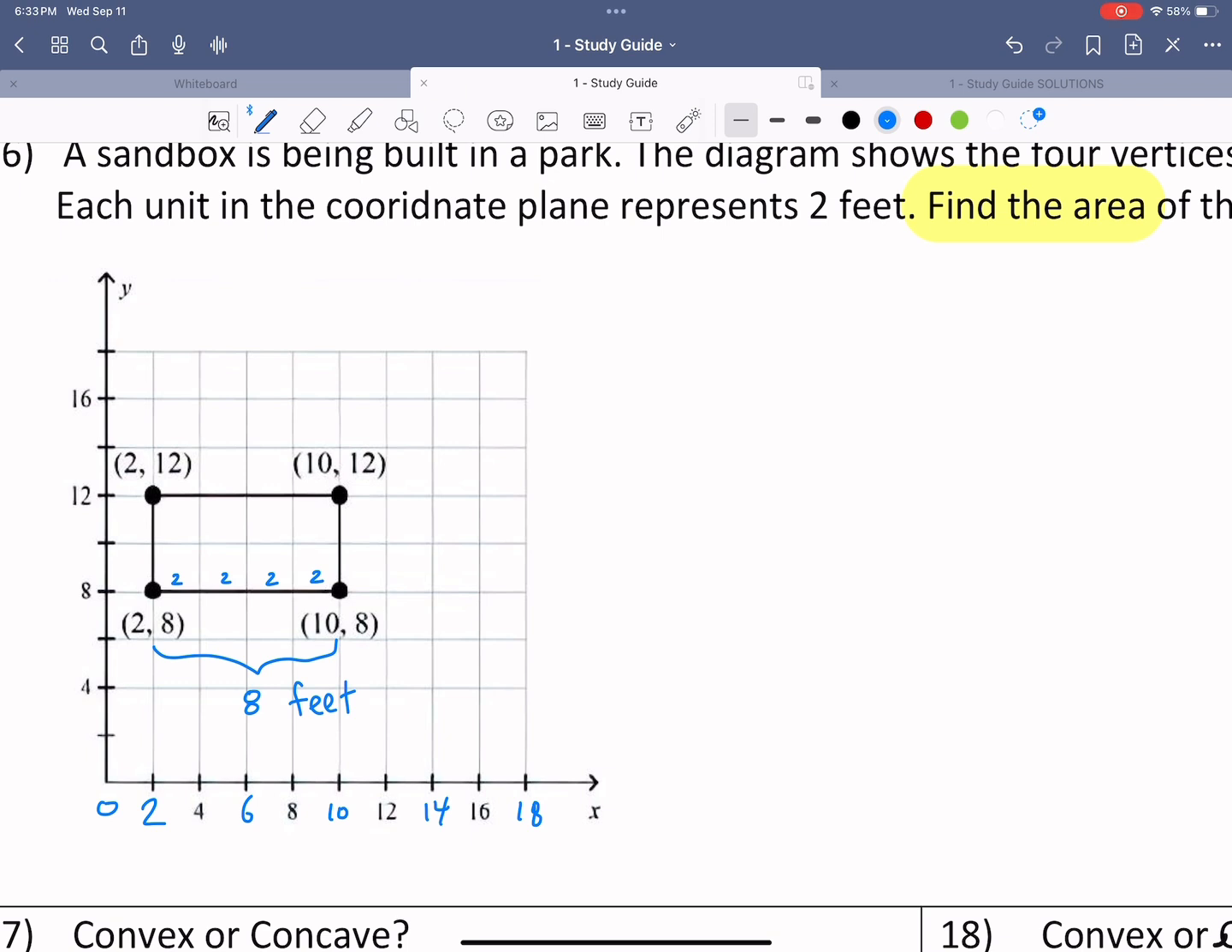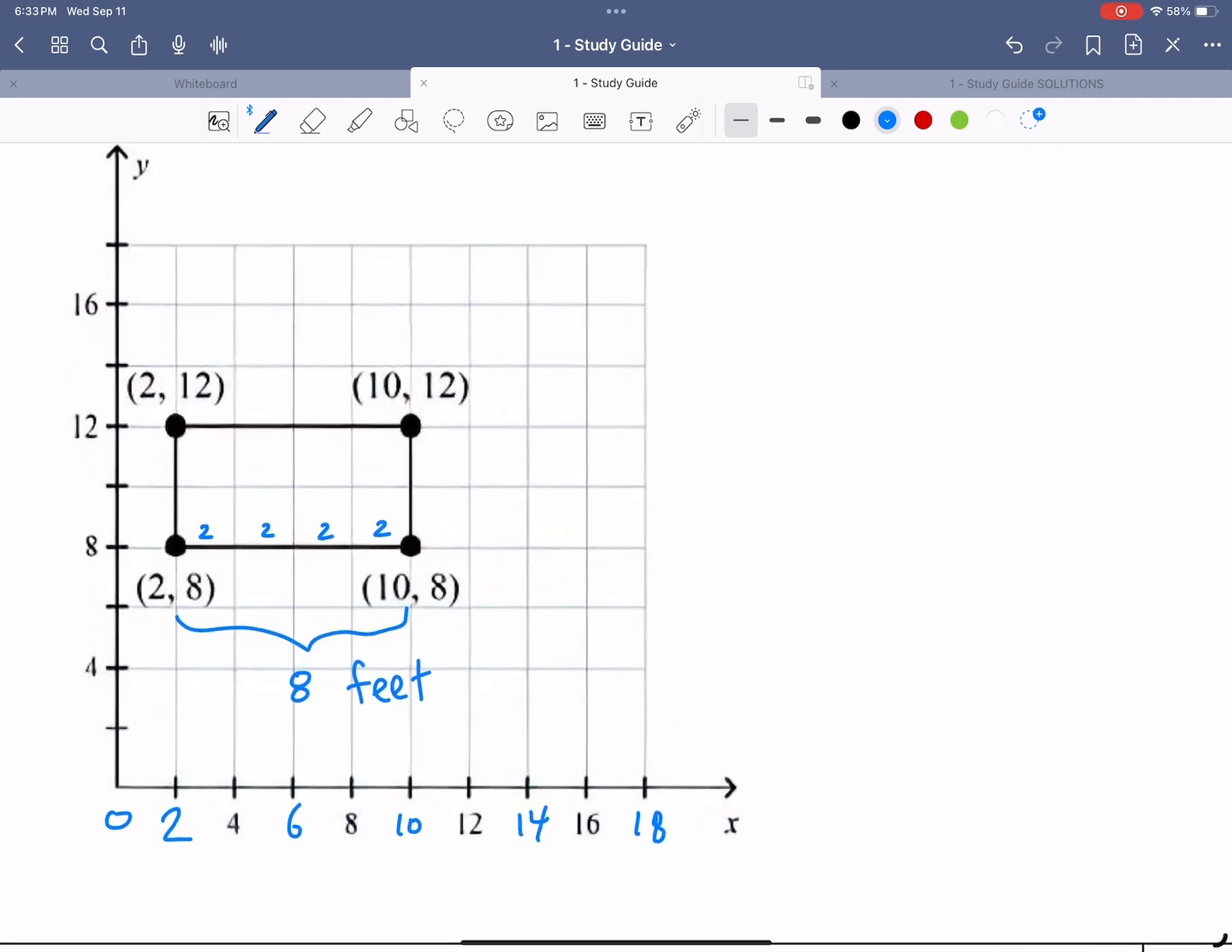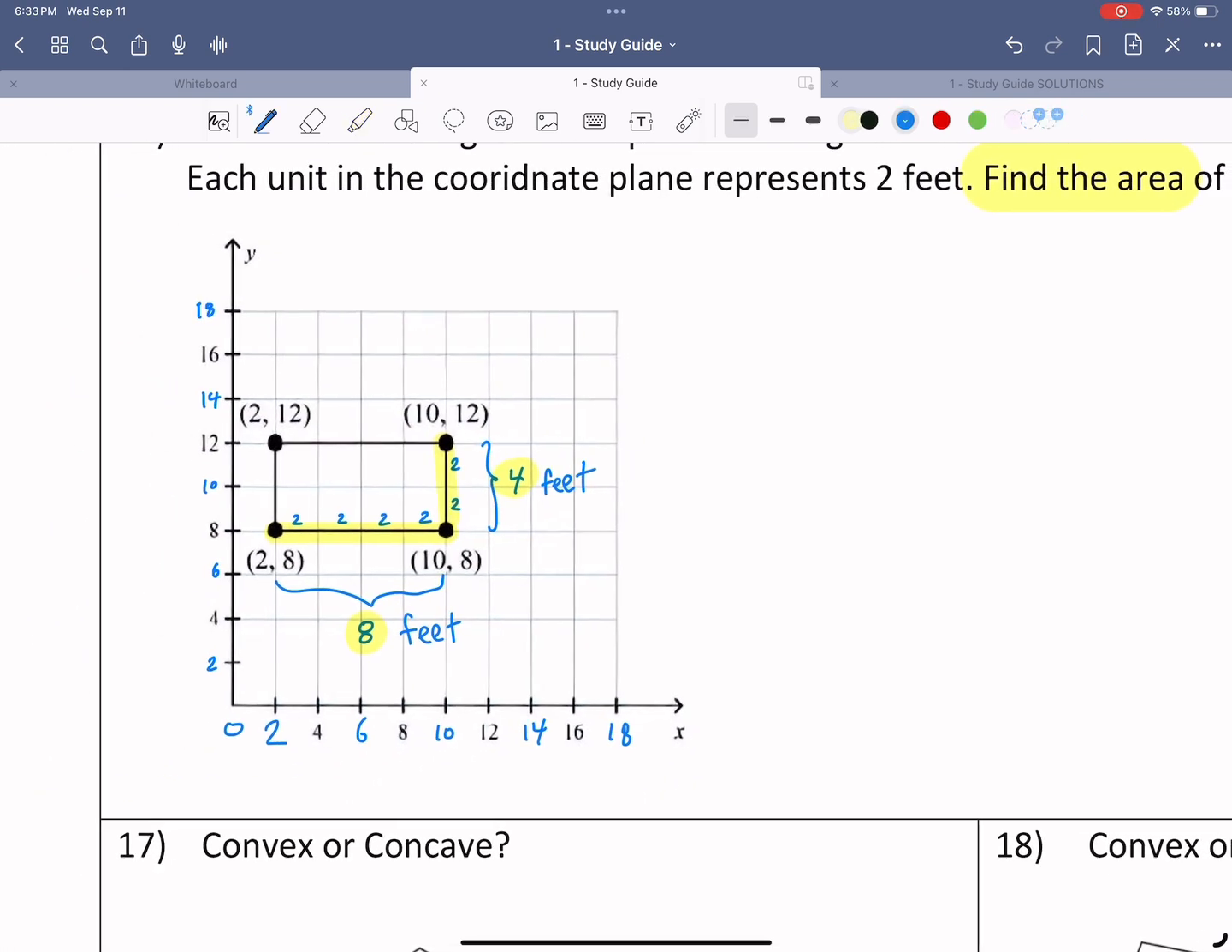And then if you want to calculate the other side, this is also in increments of 2. Don't just jump into the battlefield without knowing what you're jumping into. That metaphor kind of fell apart, but that's okay. This one is 2, this one is 2, for a total of 4 feet. 8 feet, 4 feet.